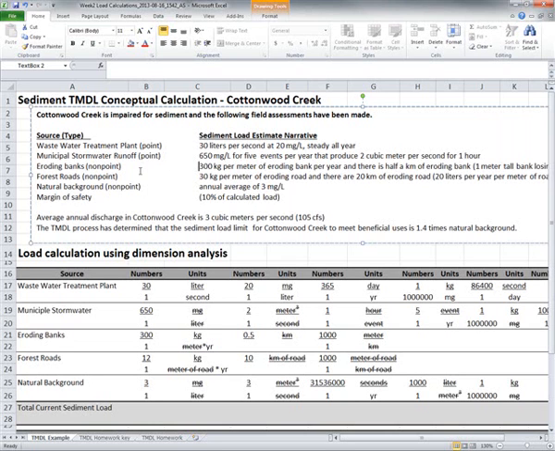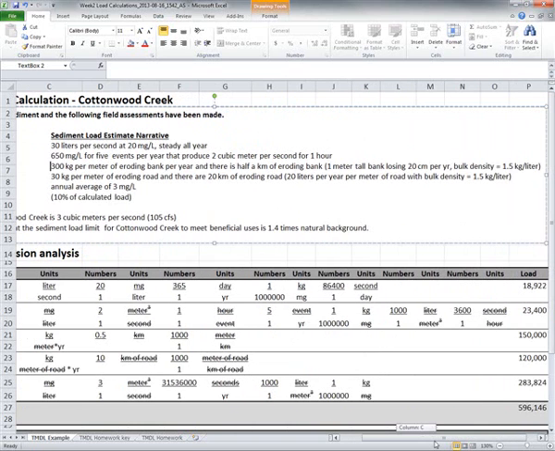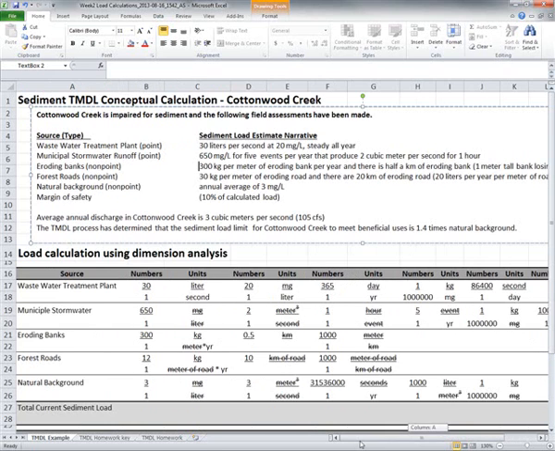Eroding banks we think about differently still because we might think about the length of the bank that we have and the amount that we're losing per year. So if we've got a 1 meter tall bank eroding and 20 centimeters per year being lost off of that bank, and the bulk density of the soil or the weight per area might be 1.5, then we could calculate that into 300 kilograms per meter of eroding bank per year. And maybe we have half a kilometer of eroding bank along a stream.